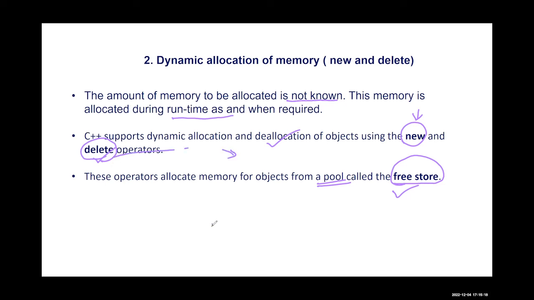Understood? So I have something called a free store. Whenever I need memory, I will use the new operator and take it, and whenever I do not want any memory, I will use the delete operator and put it back in the free store. So this is how dynamic allocation of memory works.